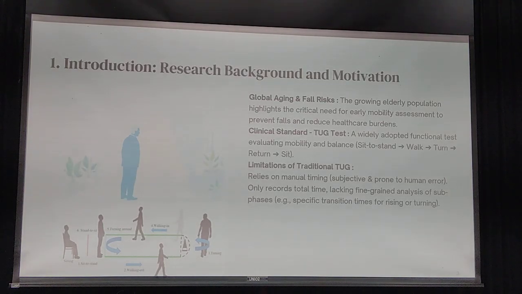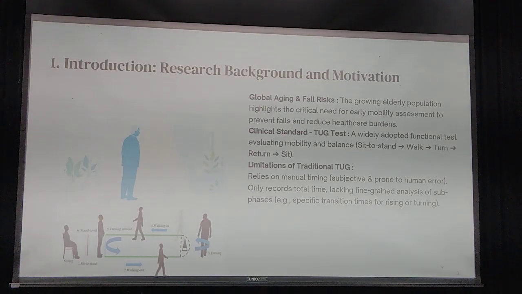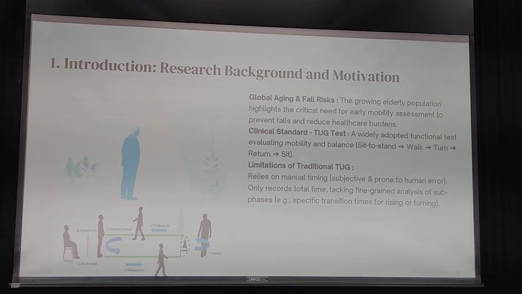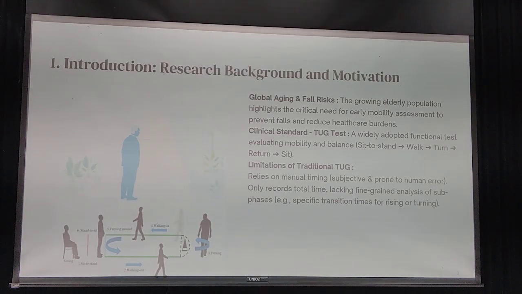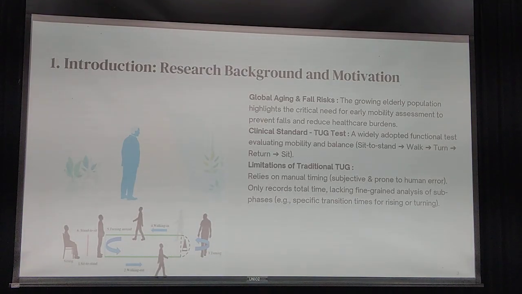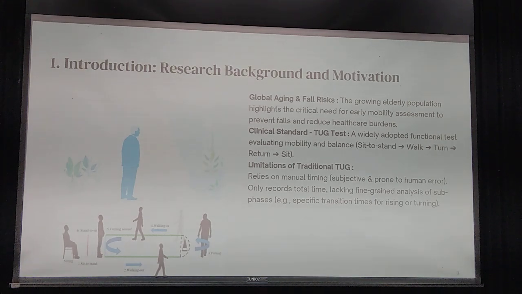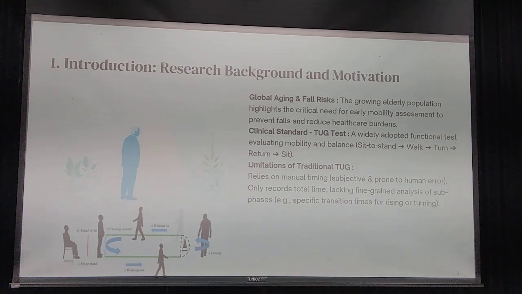However, traditional TUG tests usually rely on manual stopwatches and human observation. This approach can be subjective. More importantly, it makes it very difficult to capture detailed information about specific movement phases, and actually how much time a person spends standing up, walking, turning, or sitting down, and if there are any abnormal variations during these stages.